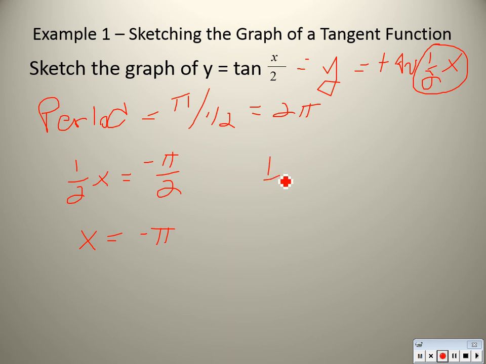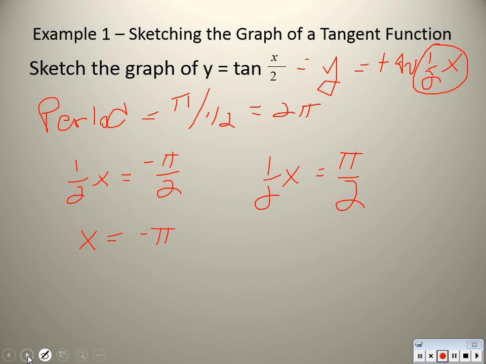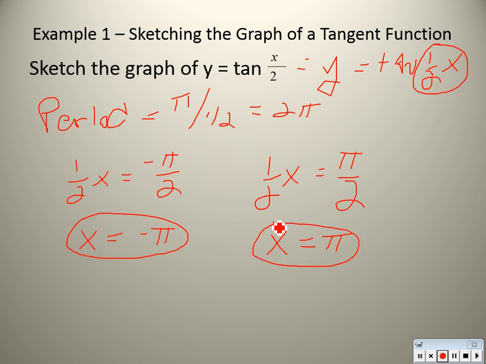Then I take 1/2 x and set it equal to pi over 2, because that's the next consecutive asymptote on the graph. So here's negative pi over 2, here's positive pi over 2. When I solve this now, I get x equals pi. And if you notice, the distance from negative pi to positive pi is 2 pi. So that gives me an idea that mathematically what I'm doing here is in fact correct.